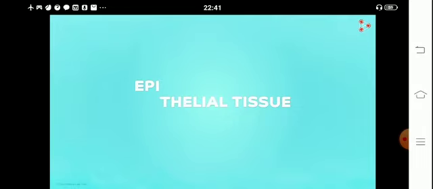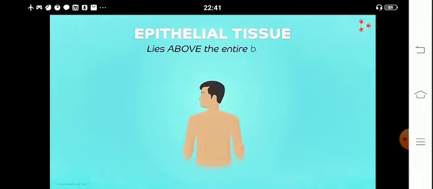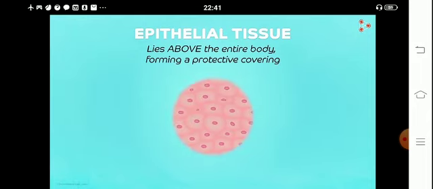As the name says, epi is above, thus epithelial tissue is the one which lies above the entire body, forming a protective covering. Along with covering the body, it also forms a barrier between the various organs separating them. Now the structure of the epithelial tissue is quite evident from its function. Yes, since it has to perform a protective layer, it cannot afford to have spaces between the cells. Hence, we find the epithelial tissue to have tightly packed cells forming continuous sheets. The tissues lack intercellular spaces.